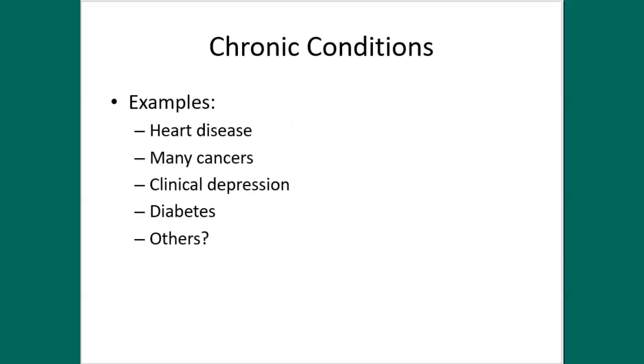The most common examples of chronic conditions, of course, are heart disease and cancers. Not all cancers, by the way, because some cancers are caused by environmental causes, and we may discuss that later. But clinical depression is another example. Diabetes is another example. Hypertension, I suppose, would be another one, although that would be perhaps related to heart disease, respiratory issues.